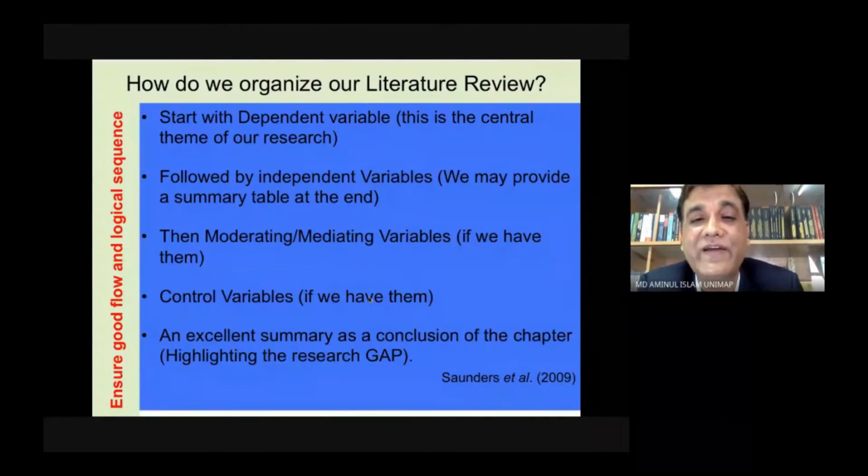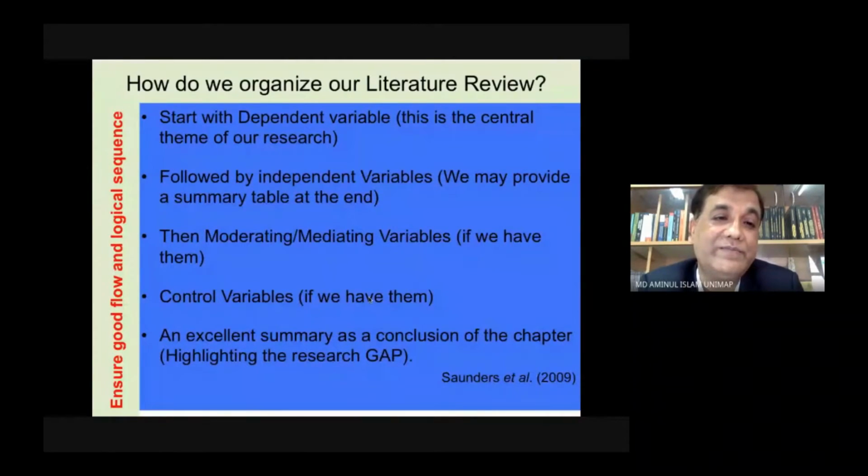It is followed by the symptoms, the factors, the independent variables, followed by, in case you have them, mediating or moderating variables, followed by a control variable, right? That's how it should proceed. So you start with the dependent variable, you start slow. Later, I will show you a model, an example of how you should start the discussion on the dependent variable. So you start with the dependent variable, followed by independent variables, then mediating and moderating variables, and control variables, and then you should have an excellent summary as the conclusion, whereby you will highlight the research gaps.